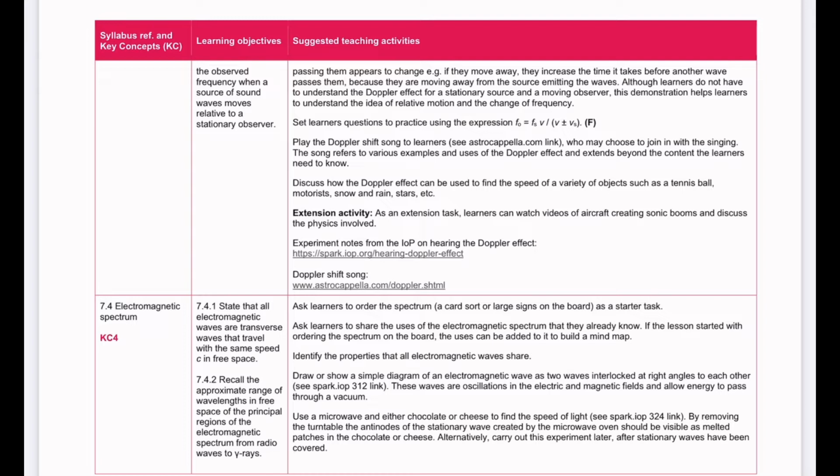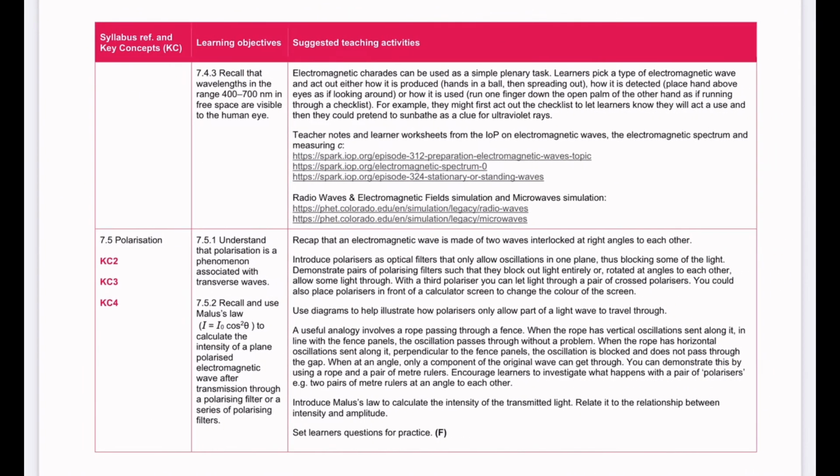Key concept 7.4 Electromagnetic spectrum. The learning objectives. 7.4.1 State that all electromagnetic waves are transverse waves that travel with the same speed c in free space. Recall the approximate range of wavelengths in free space of the principal regions of the electromagnetic spectrum from radio waves to gamma waves. 7.4.3 Recall that wavelengths in the range 400 to 700 nanometers in free space are visible to the human eye.